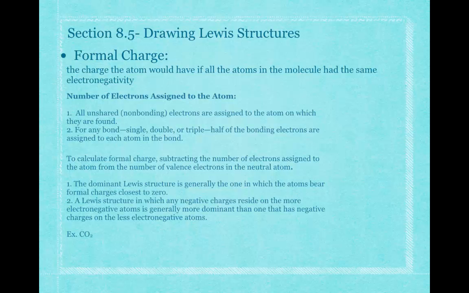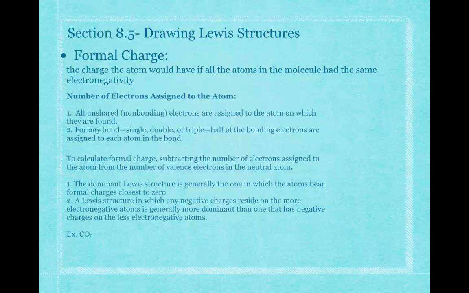So here's how we actually determine formal charge, and then we're going to apply it to an example. For a formal charge, there are two different ways of determining the number of electrons that are assigned to an atom. The first is any of the unshared electrons, the electrons that are not part of a covalent bond, and you just provide that specific number of electrons. So let's say, for example, I have 4 unshared electrons. That would represent 4 electrons that I'm going to assign to the atom. For the second one, for any bond, whether it's single, double, or triple, you count half of the bonding electrons and you assign that to the atom.